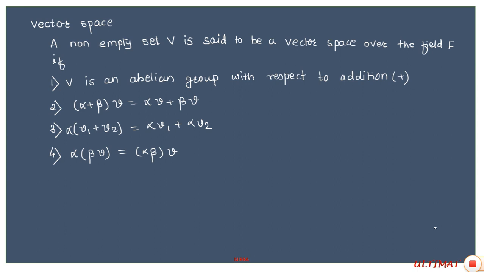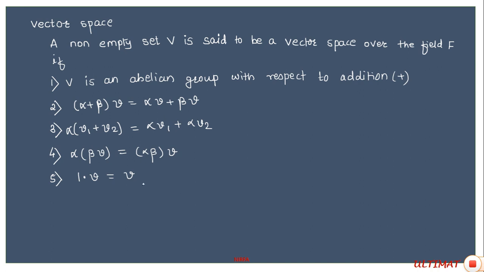Alpha times scalar multiplication of beta and one vector, beta V, is equal to alpha into beta times the vector V. And the last condition is 1 times V is equal to V. So if any non-empty set V satisfies these conditions, then that structure is called a vector space over the field F.